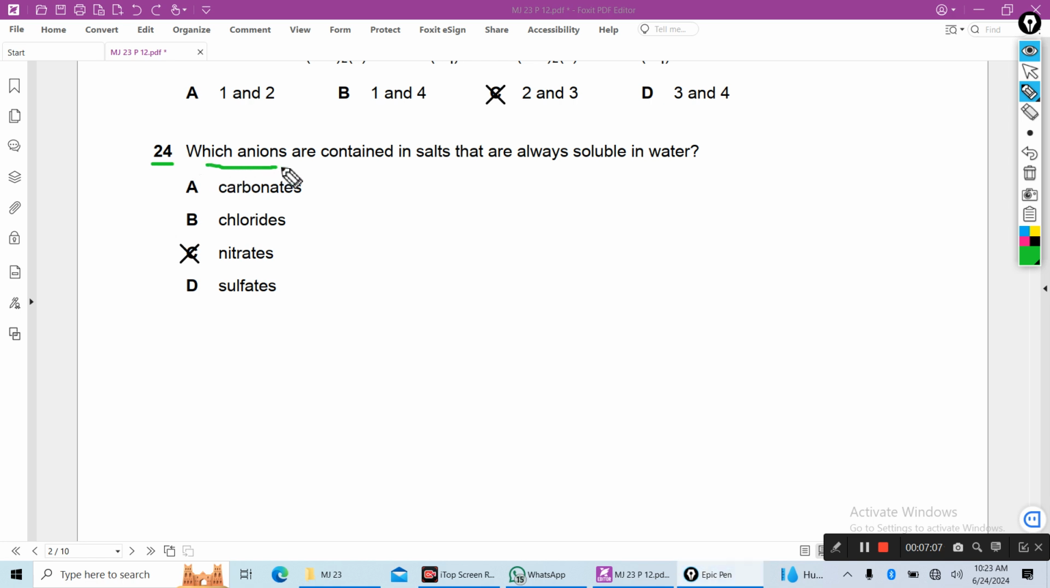which anions are contained in salts that are always soluble in water? And you know, C is the right answer. All nitrate compounds are soluble. This is from the rules of solubility. All nitrate compounds are soluble. So C is the right answer.